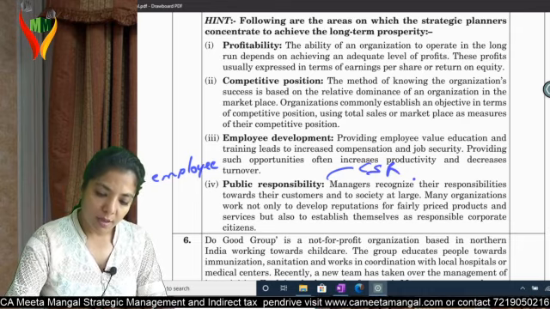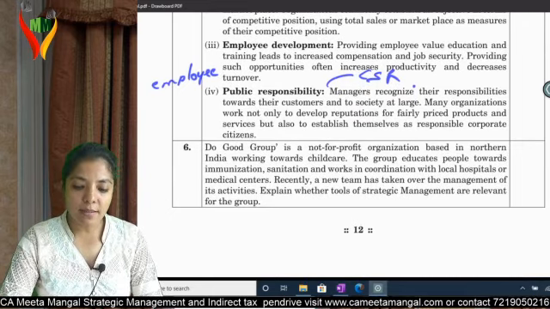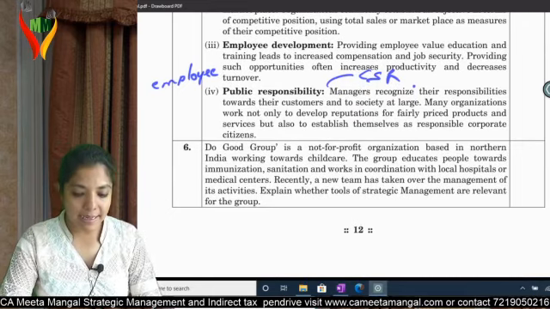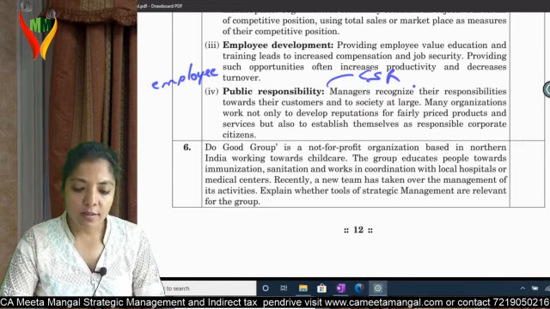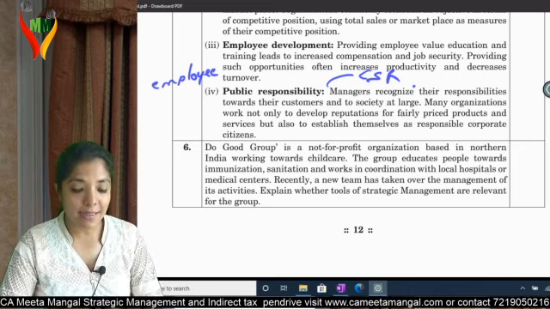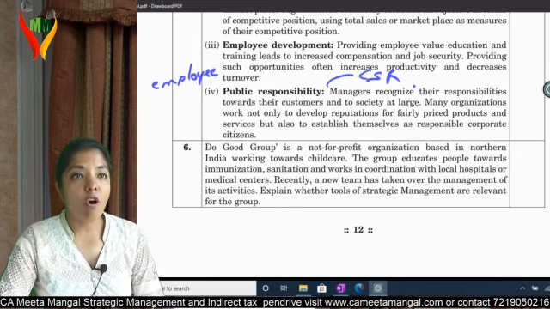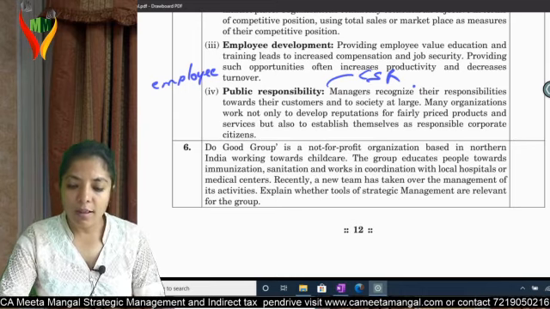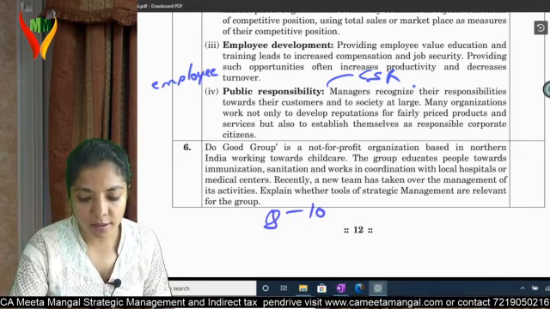Am I clear? And last question. Do Good Group is an NPO based in northern India working towards child care. The group educates people towards immunization and sanitization, and works in coordination with local hospitals or medical centers. Recently, a new team has taken over the management of its activities. Explain whether SM is relevant for the group or not. 100% yes. Answer is question number 10.